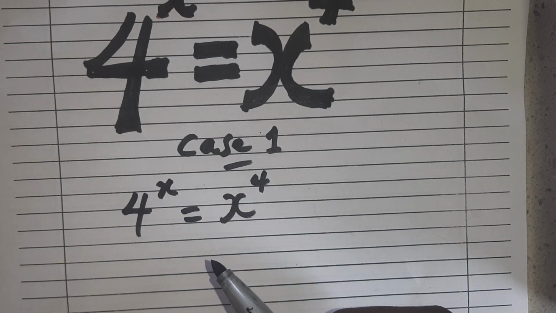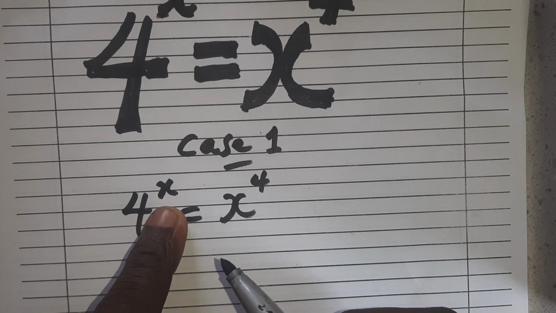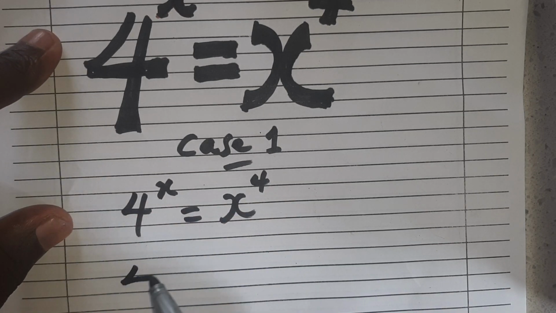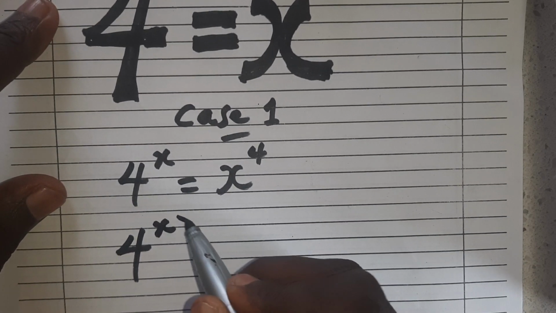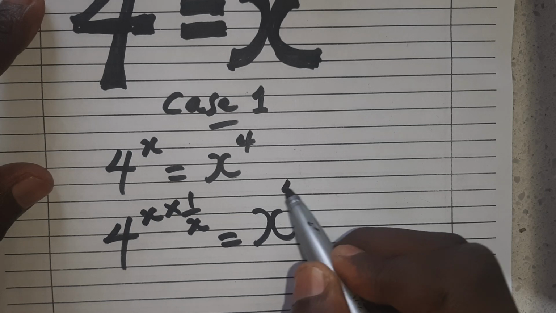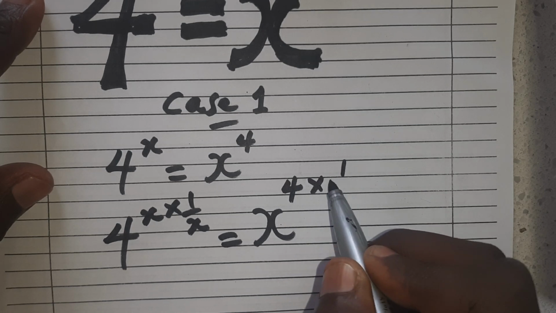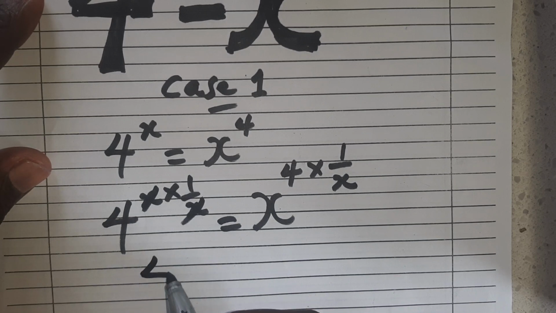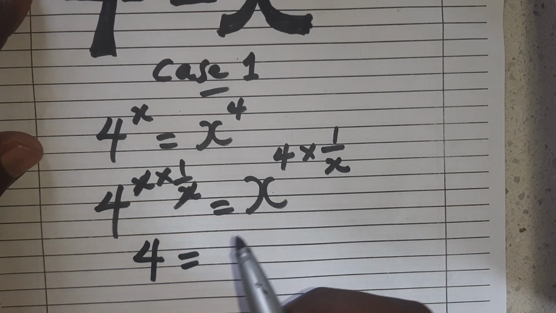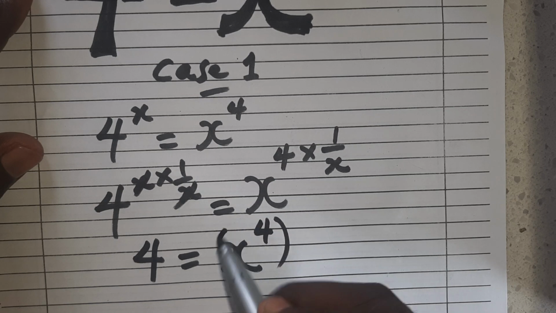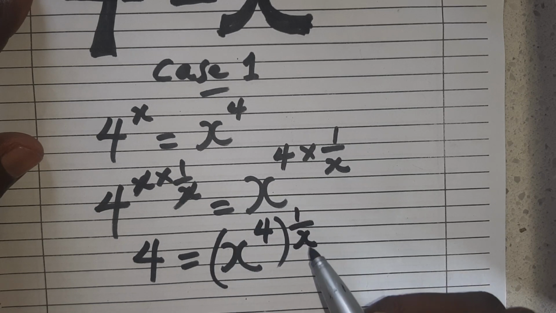We could try to eliminate x here by multiplying the power here and the power here by 1 over x. So we now have 4 raised to the power x times 1 over x equals x raised to the power 4 times 1 over x. So x cancels x. We just have 4 remaining. We just have 4 equals, then here we can write this as x raised to the power 4, bracket raised to the power 1 over x.